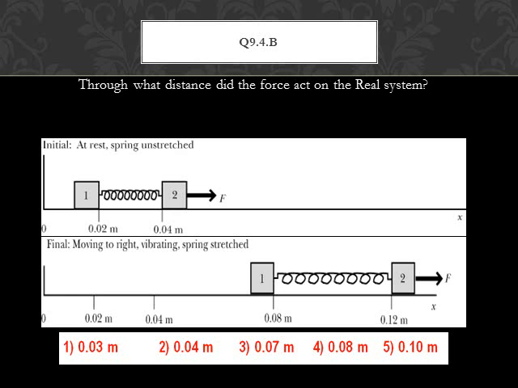Alright, so back to our original problem. Here we go. The question is, through what distance does the force act on the real system? I want you to figure out a distance.